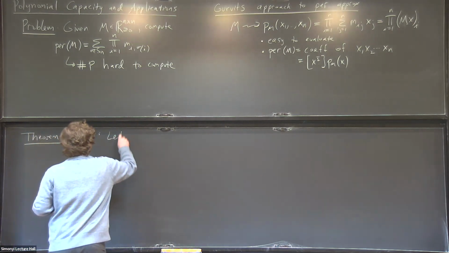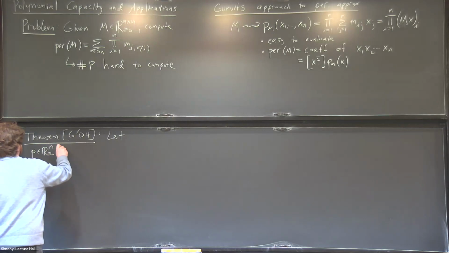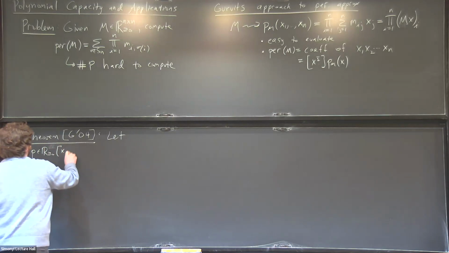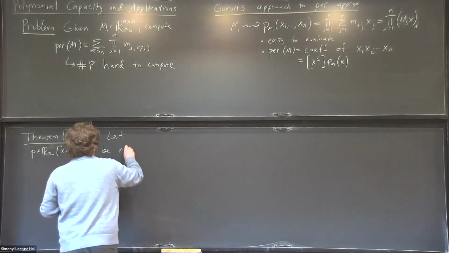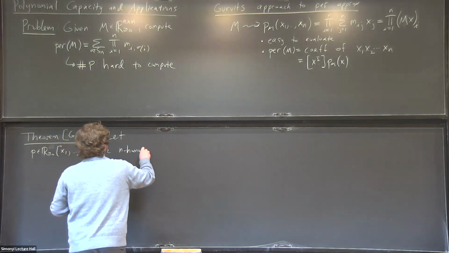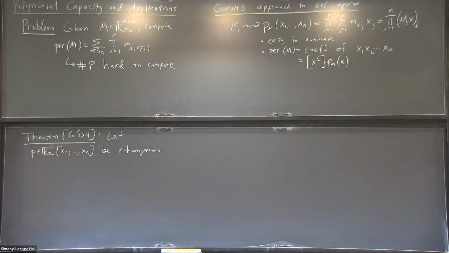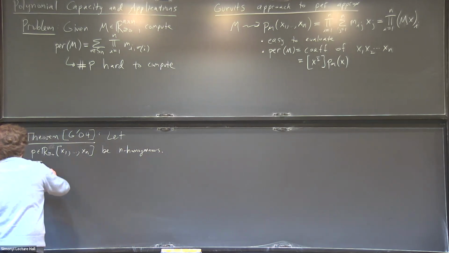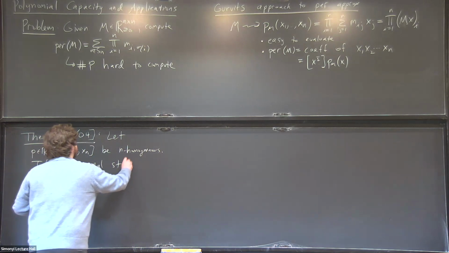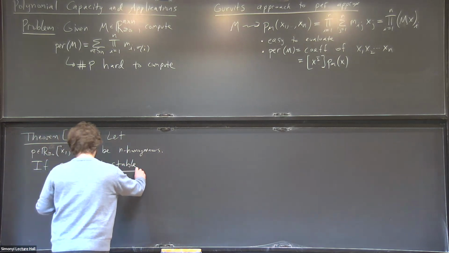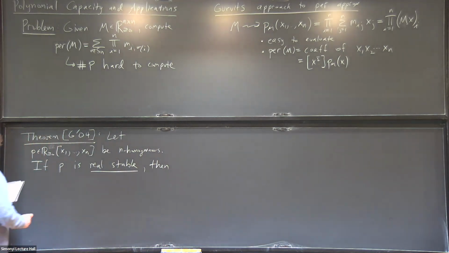Okay. So let P be some polynomial, non-negative coefficients in n variables, and suppose it's homogeneous with the degree equal to the number of variables. If this polynomial P is what's called real stable, which I haven't defined yet, then we have the following bounds on this coefficient that we care about.